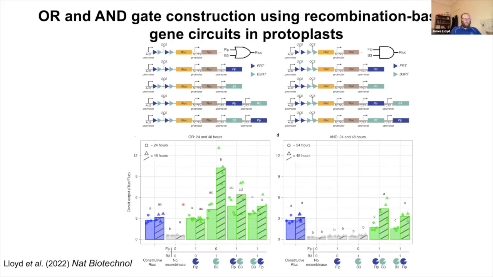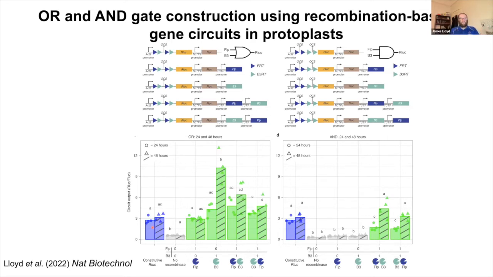And so for the OR gate, we see that the 0 input state is repressed, and all of the 1 and 2 input states are expressed at least the same level as the constitutive or higher. So this is wonderful. We get OR gate logic, and this is brilliant.